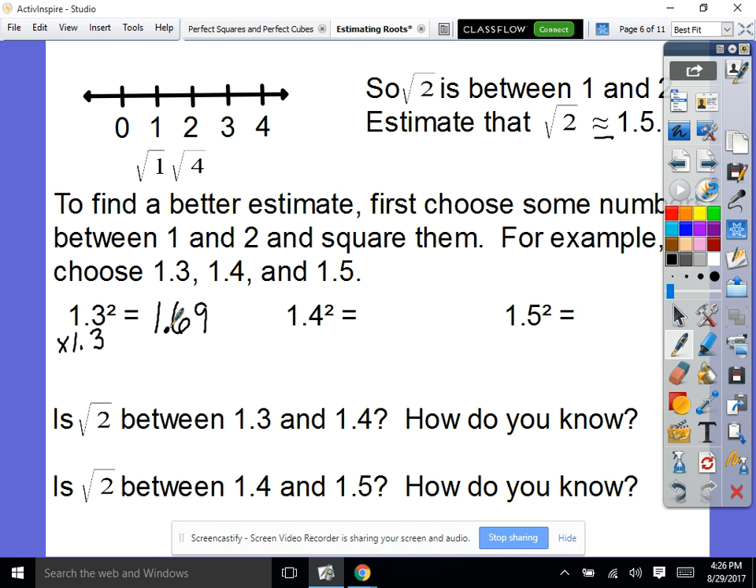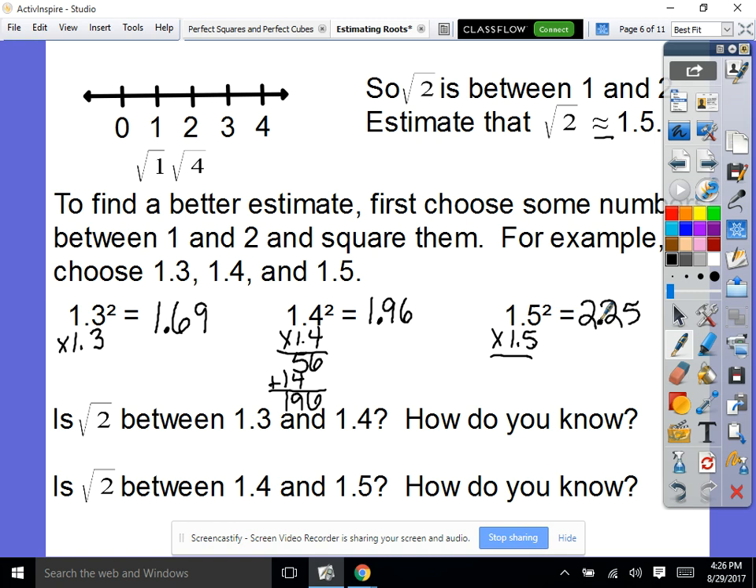And we talked yesterday that 1.4 squared is 1.96. Well, let me make sure that's right. 1.4 times 1.4. 4 times 4 is 16. Just checking to make sure. And it would also have 2 decimal places. And then 1.5 squared, well, 15 squared is 225. And if we did 1.5 times 1.5, we would have 2 decimal places, so 2.25.